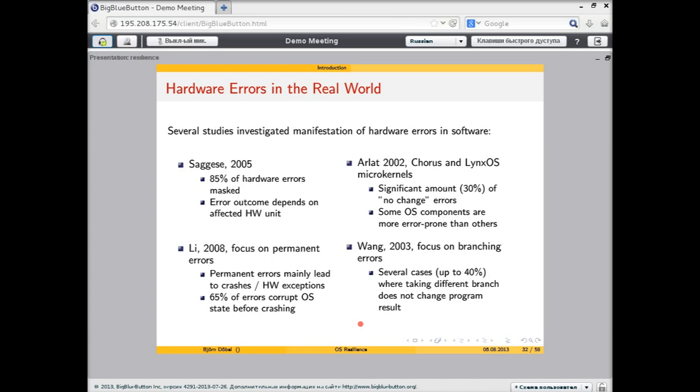And if there are errors that you do not need to detect because they're not going to change anything in your program, then you have some potential for optimizing here, because if we can avoid detecting and correcting those errors, we can save the overhead that is involved with fault tolerance.